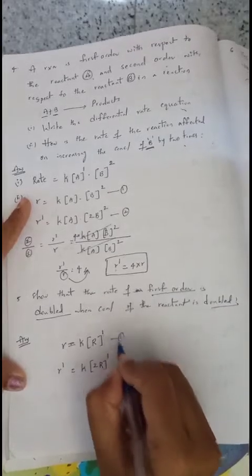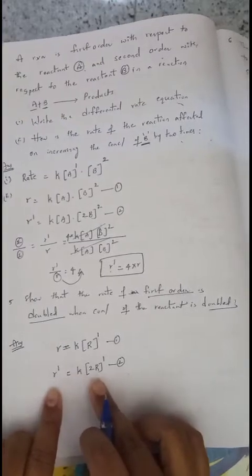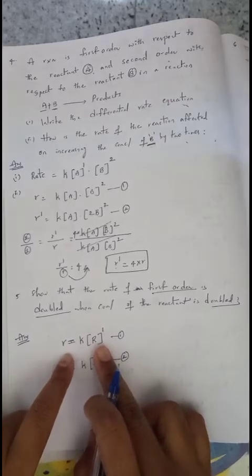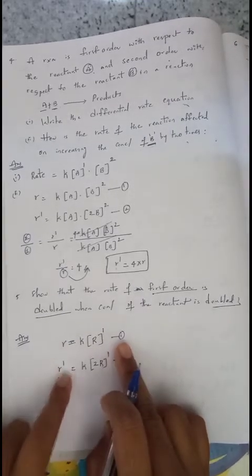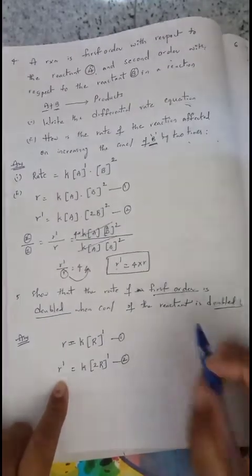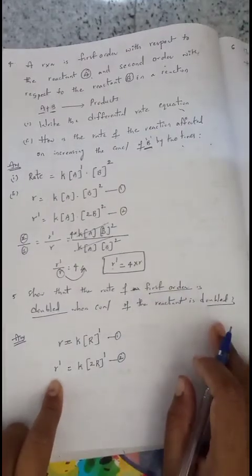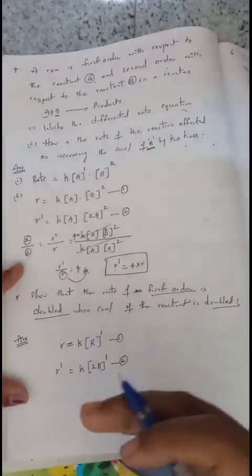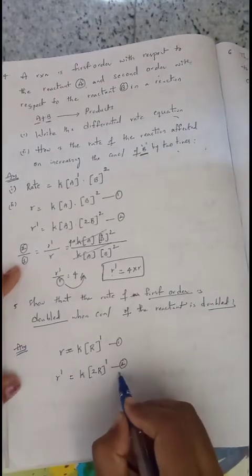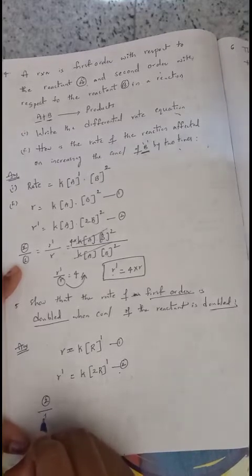It is the first equation and it is the second equation. The second is obtained after increasing the concentration of reactant. The first is the original rate of reaction before increasing the concentration of reactant. Now we want to find whether the first order rate of reaction gets doubled or not by increasing the concentration of reactant. It is the same as the above problem, so you just divide the second equation by the first equation, equation 2 by equation 1.